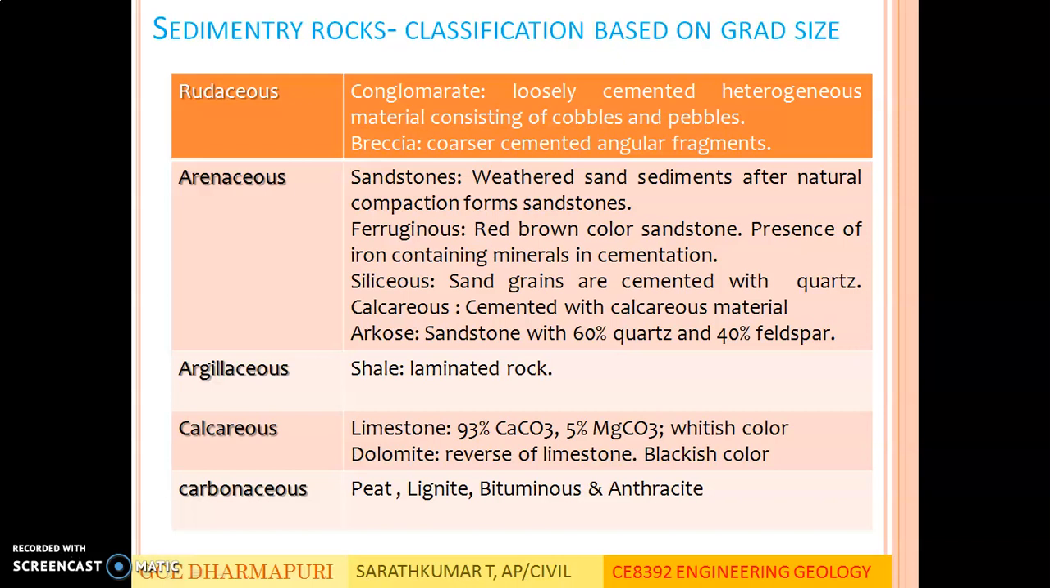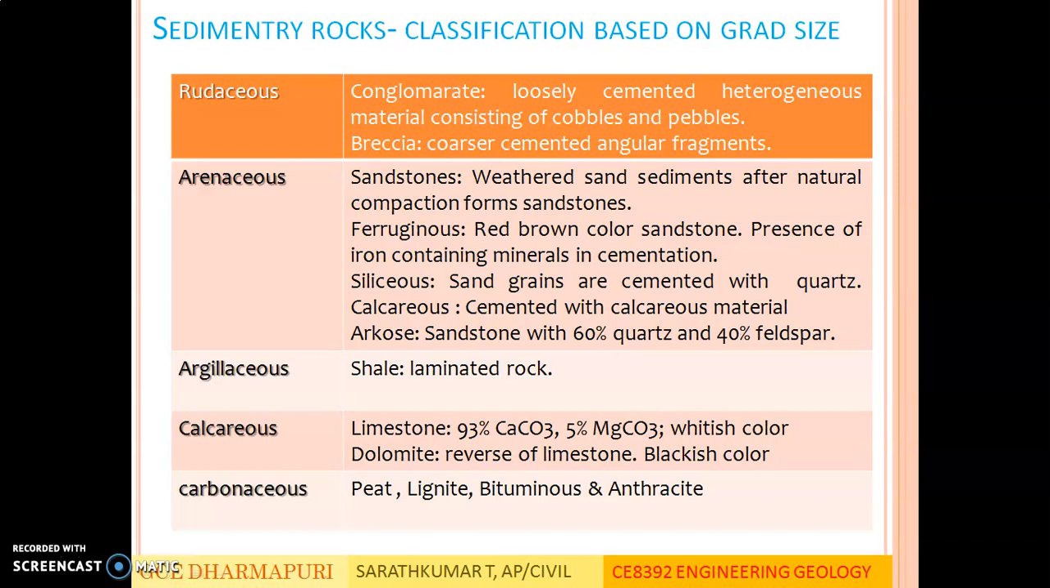Siliceous. Sand grains are cemented with quartz. The next type is calcareous, cemented with calcareous material. The last type of these arenaceous deposits is arkose. It is sandstone with 60% quartz and 40% feldspar. The next type is argillaceous. An example of this type of sedimentary rocks is shale.